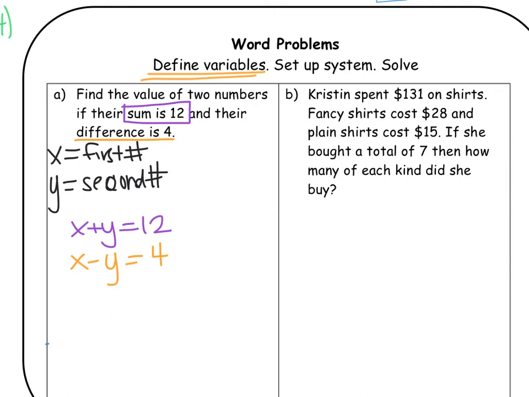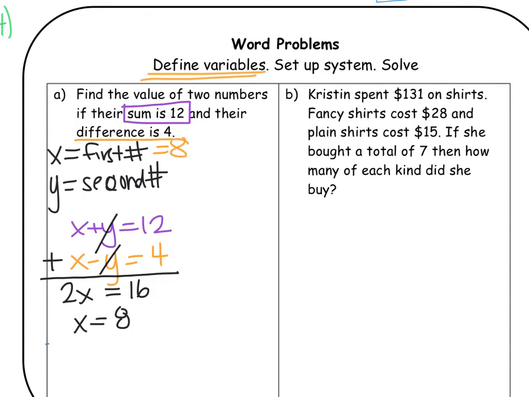We can graph, substitute, or eliminate, and this one is set up beautifully for elimination because if we add these two, we can just get rid of the y's. X plus x is going to give us 2x. These two are going to cancel, and 12 plus 4 is 16. Divide by 2, and we get x equals 8. So we know that our first number is equal to 8.